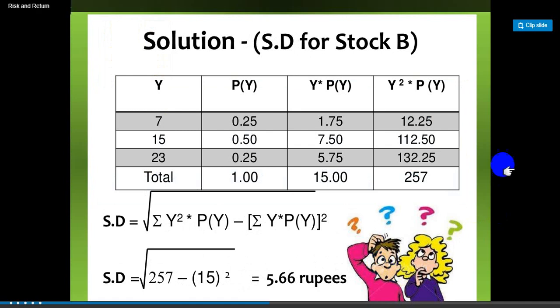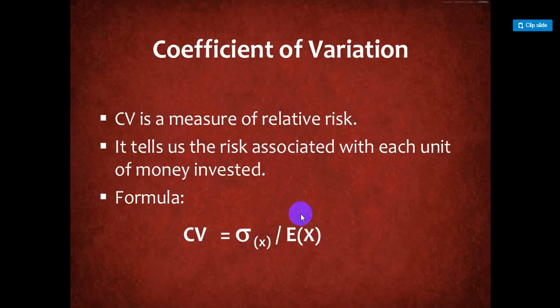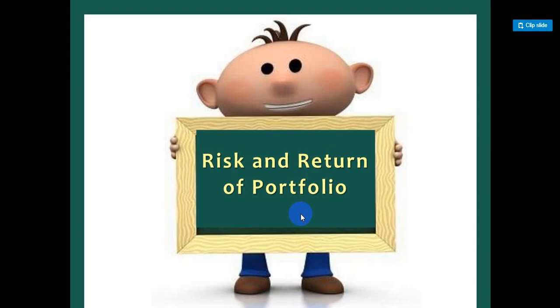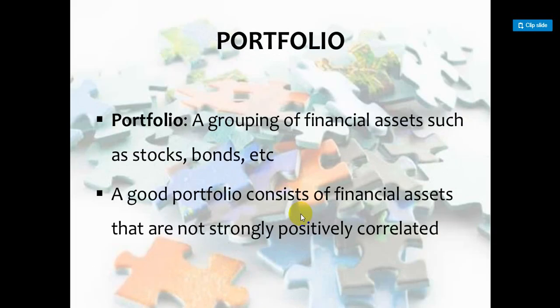See over here, P and Y: this is nothing but returns and probability. You multiply these two columns, you get the total. Now what you do over here is square Y, then multiply with this column as such. So that is nothing but standard deviation. Coefficient of variation also I have done. I want all of you to go through it once. It's similar over here.